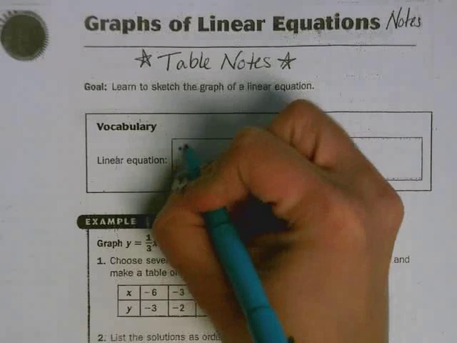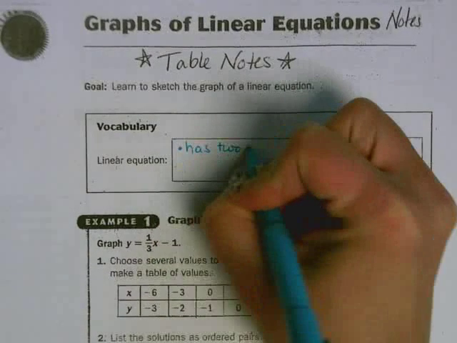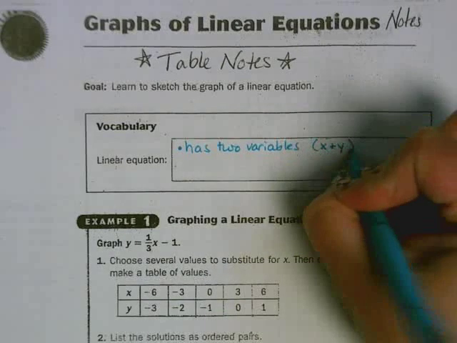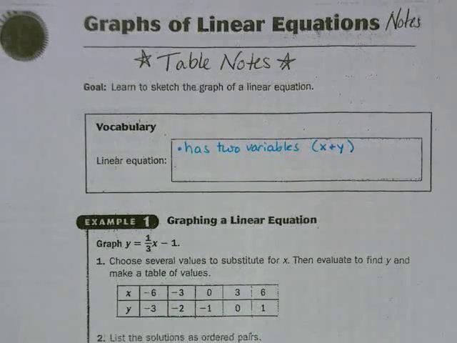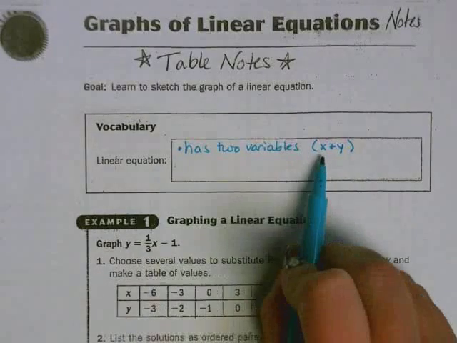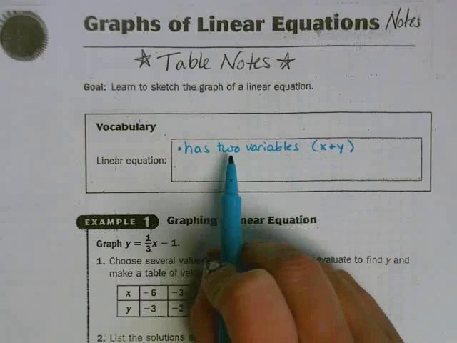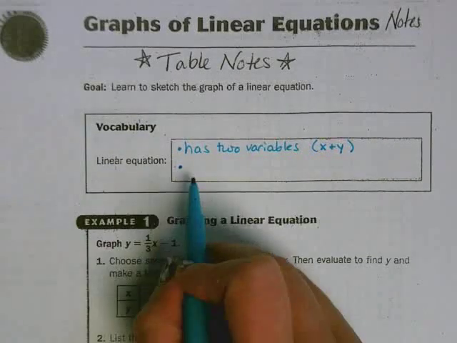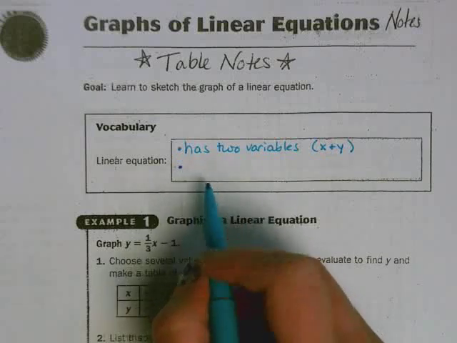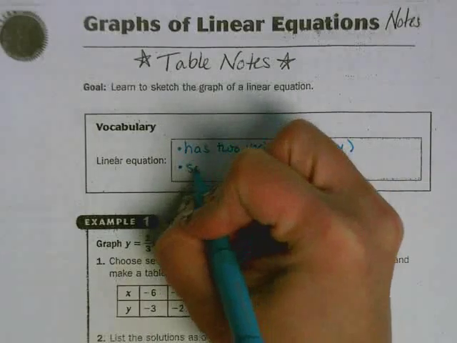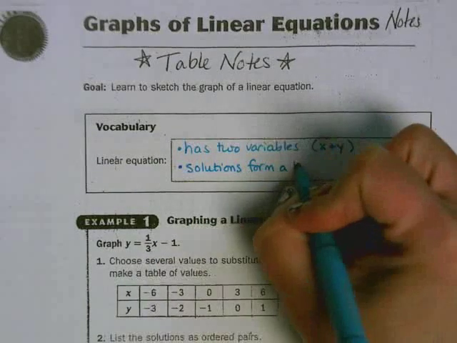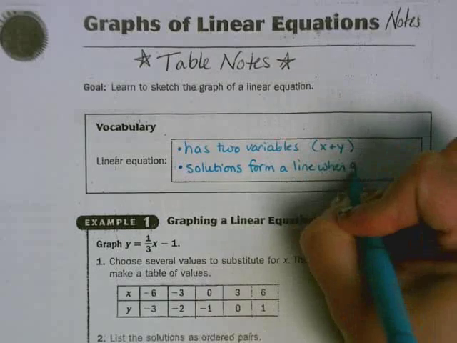So I'm going to put that on here. Has two variables, usually x and y, or we might change the variables to call them x and y. And the important thing about the linear equation is that when you find all of the x's and y's that make the equation true, when you find all of the solutions and you graph them as ordered pairs, the solutions all create a straight line. So solutions form a line when they're graphed.